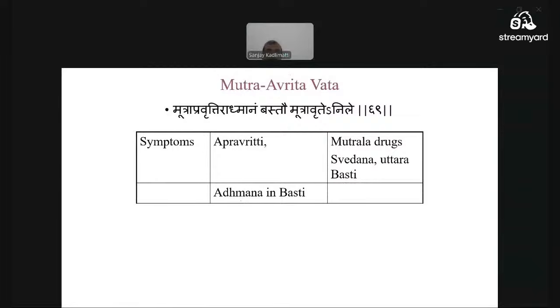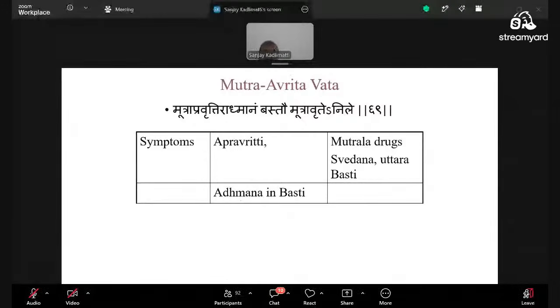Mutravrata Vata. Again in Mala, everybody thinks Mala. One more question: why is there no Svedavrata Vata? If you are interested, anybody can answer in the group, or else I'll come to that point later. So Mutravrata Vata. Mutra Pravritti Radmanam, Basto Mutravrati and Lehe. So only 2-3 symptoms, that is Mutra Apravritti, dysuria, difficulty in urination, or complete obstruction of urine.